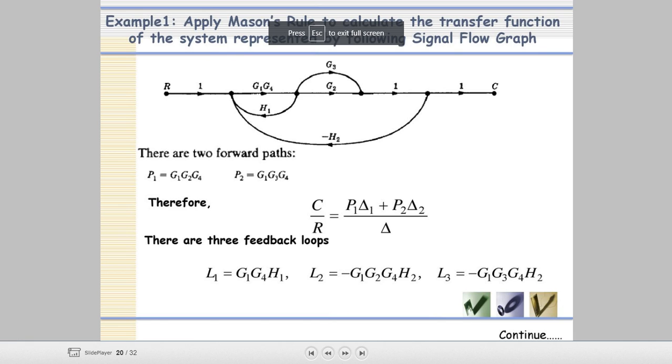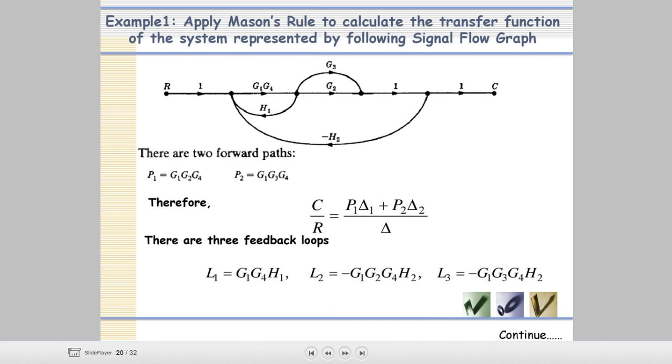Now let's solve this by using those 7 steps. First of all, forward paths. So the first step is to calculate the forward paths. We can see here this is one forward path, all arrows are in one direction. The gain will be 1 into G1 into G4 into G2 into 1 into 1. So the first forward path gain will be G1, G2, G4.